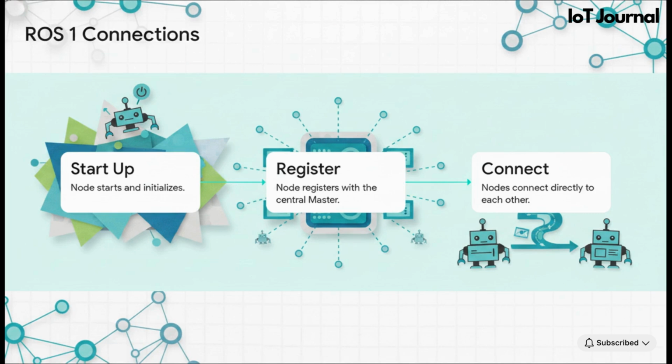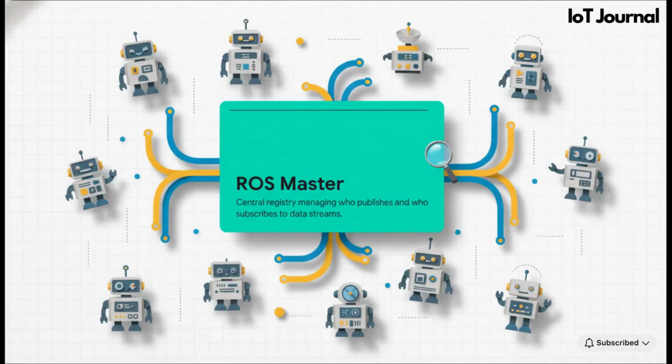Step 2, it registers itself. And step 3, the nodes finally connect directly to one another. But where exactly do they go to register? They register with something called the ROS Master. The ROS Master is essentially the central brain of the entire ROS 1 network.